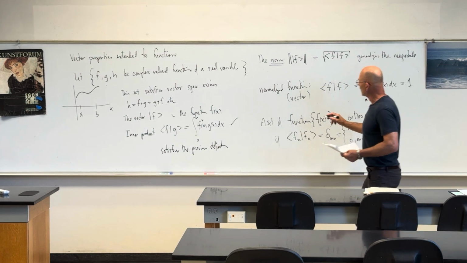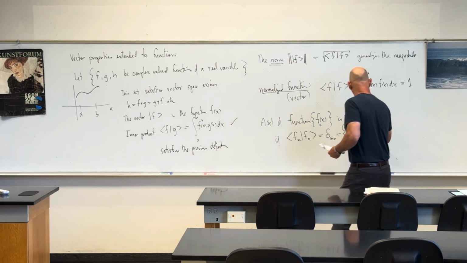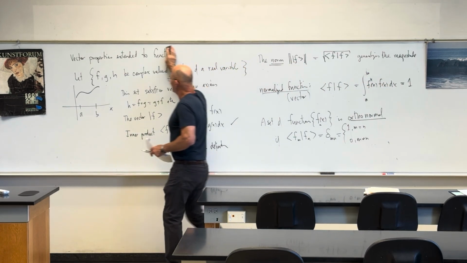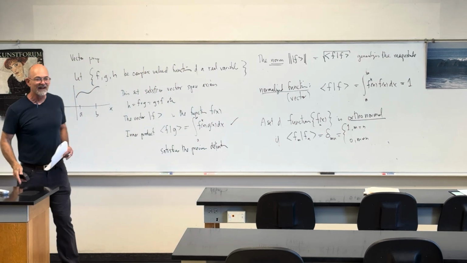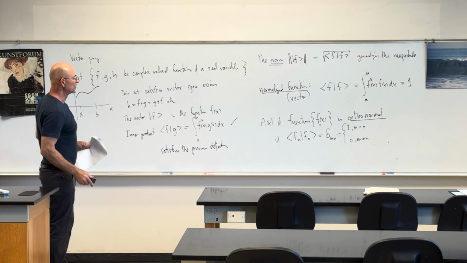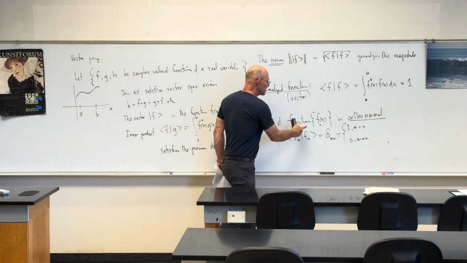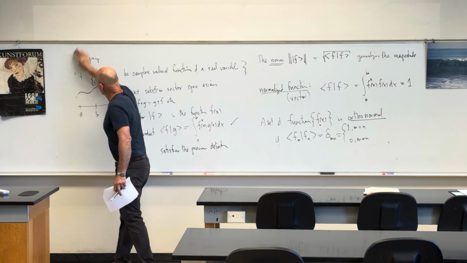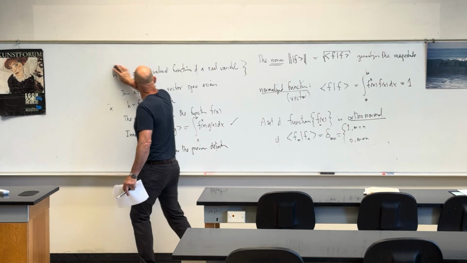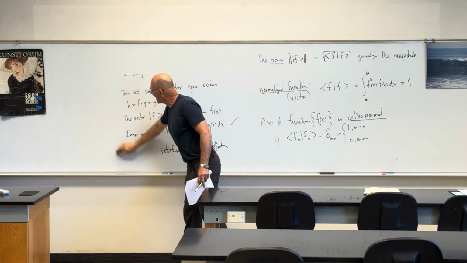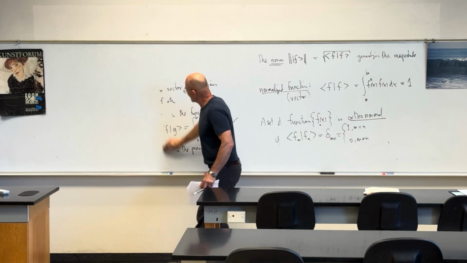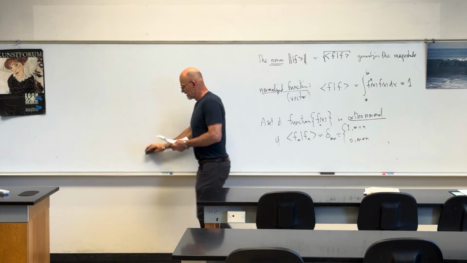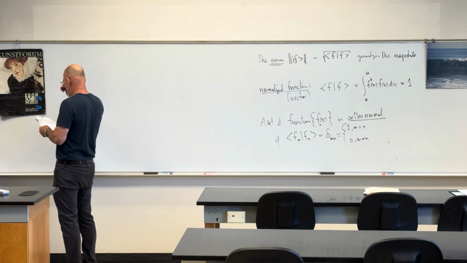So I've got the normalized functions, I've got the orthonormal set, and then if you can expand any function in terms of this set, then we would say it's a complete set. And again, this is just a generalization of what we had with i hat, j hat, and k hat originally. So these are all important definitions and terminology.